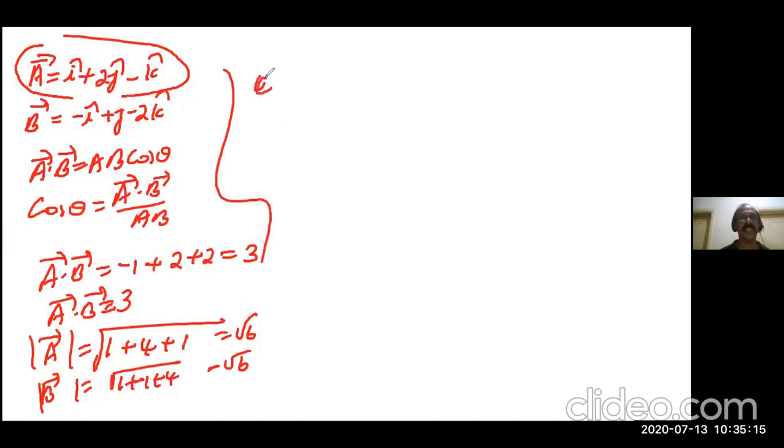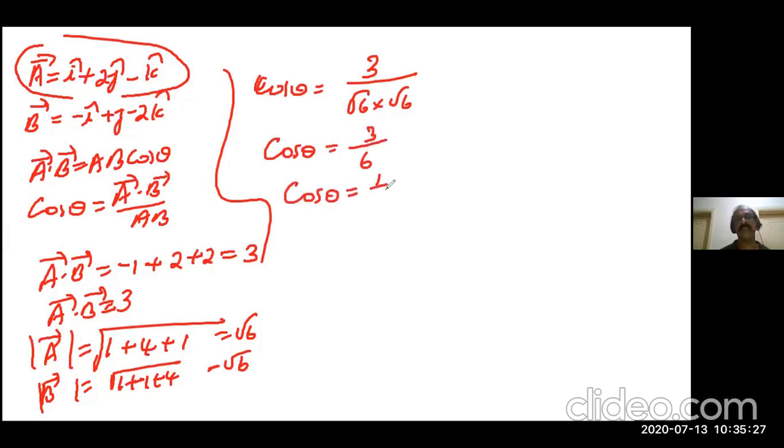Now cos theta is equal to A dot B, which is 3, divided by root 6 into root 6. So cos theta is equal to 3 by 6, cos theta is equal to half. Theta is equal to 60 degree.